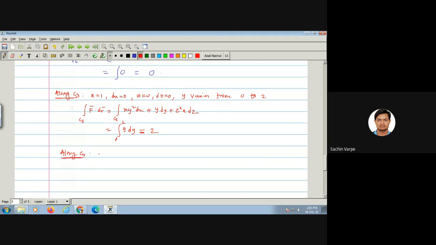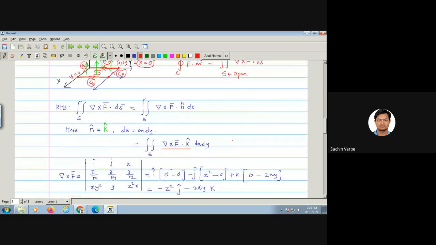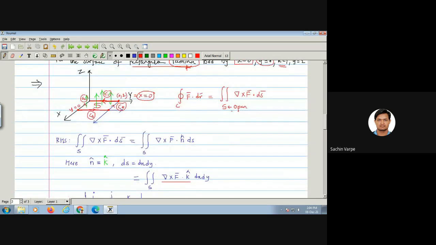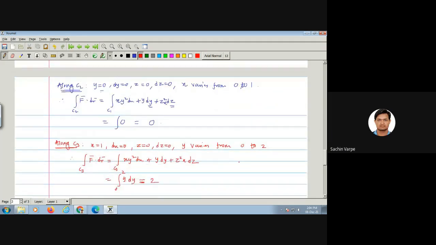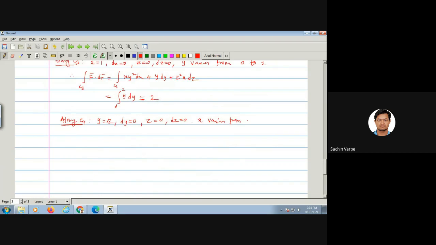And now along C4, what will it be? C4 is the line y equal to 2. So what will dy be? It will be 0 in that case. And z equal to 0 means dz will also be 0. And x varies from where to where? Along C4, tell me, what is the limit of x? From 1 to 0, right? Exactly, from 1 to 0. So x varies from x equal to 1 to x equal to 0.